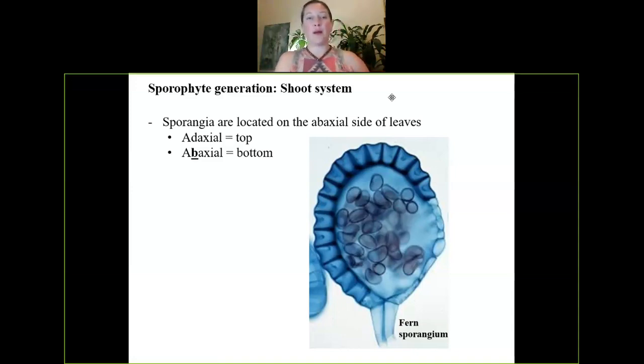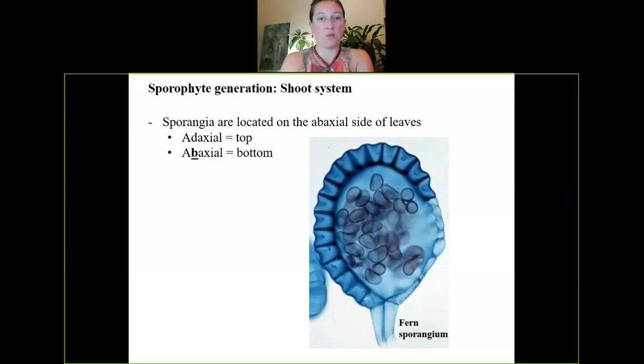Now we need to talk a little bit about the sporangia. So when we talked about the non-vascular plants, we talked about sporangia, right? Sporangia are the structures or organs that make spores. In the case of the ferns, the sporangia are located right on those leaves that we just looked at, on the bottom side of the leaves. So if a fern is growing out like this in nature, it's not going to be on the top. The sporangia are going to be on the bottom side of those leaves.